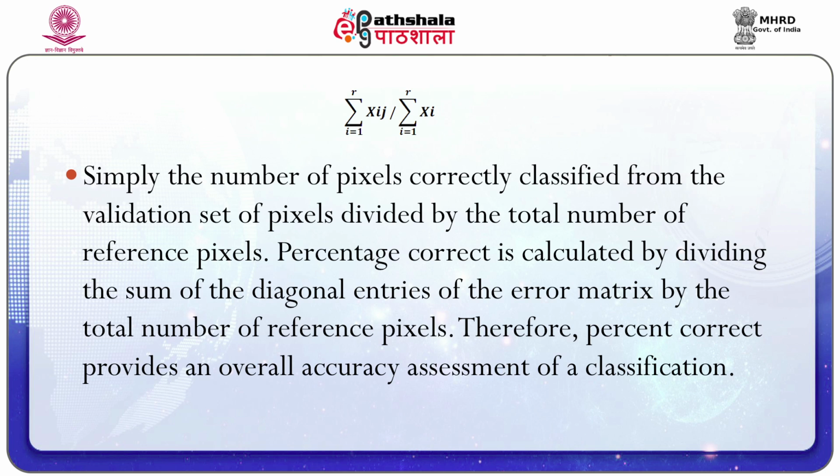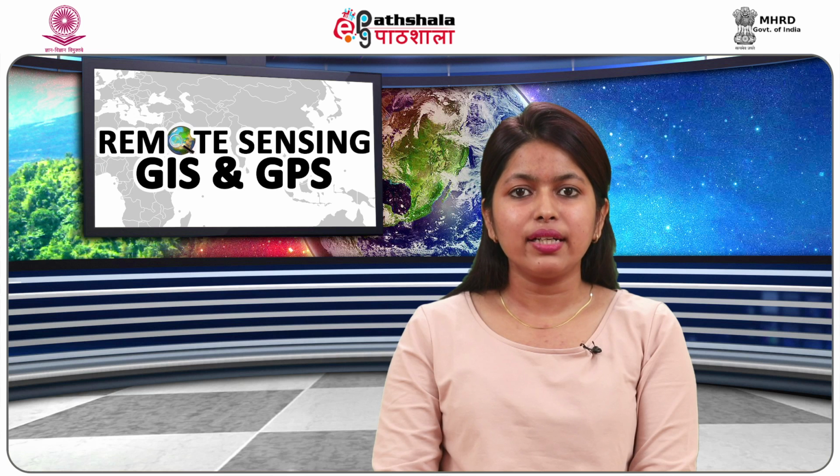Percentage correct is calculated by dividing the sum of the diagonal entries of the error matrix by the total number of the reference pixels. Therefore, percent correct provides an overall accuracy assessment of the classification. However, if minimum classification accuracy is required, it is necessary to verify that the calculated percent correct for the overall classification does not indeed exceed the predetermined minimum classification accuracy with the same level of confidence.